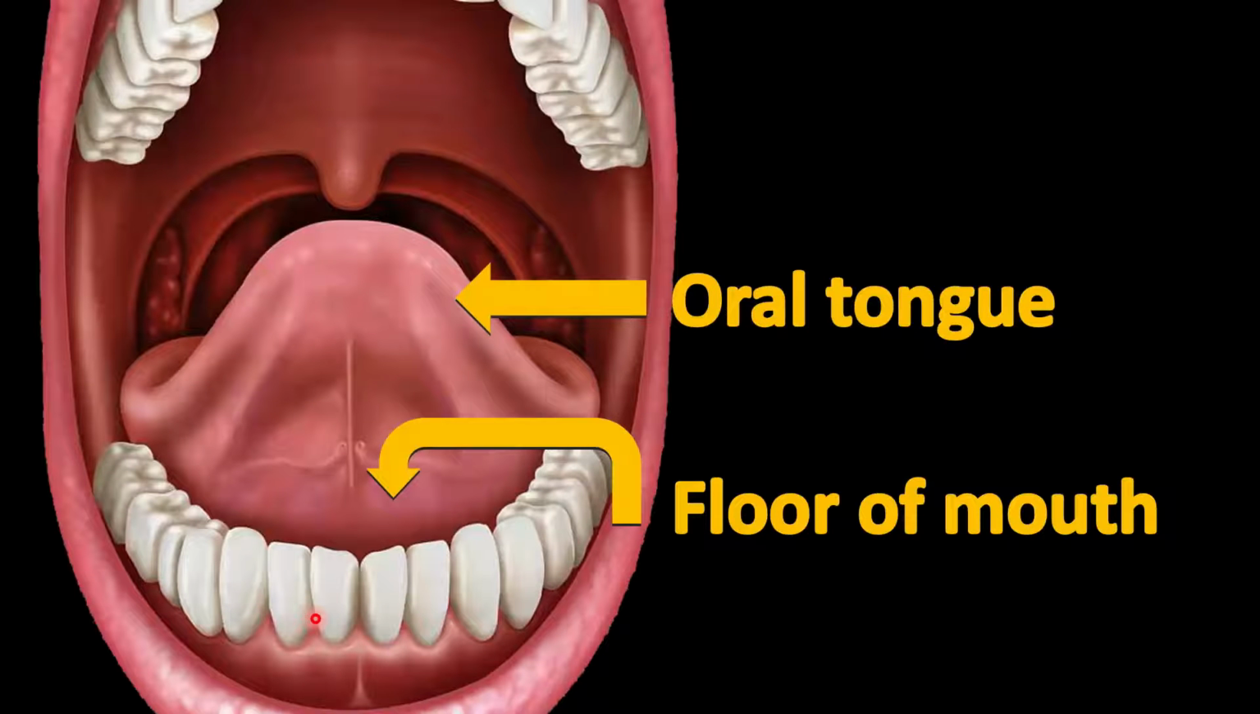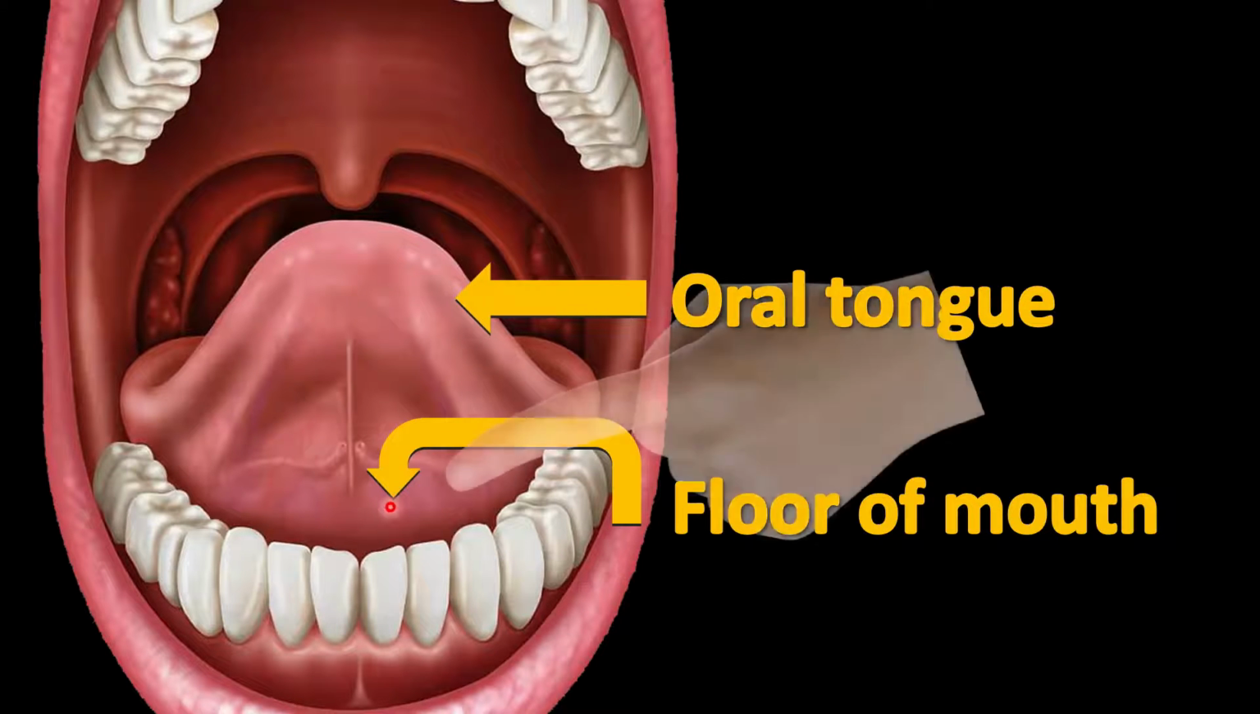So now I want you to move a little now from talking about the gingival aspect of the mandible. Remember, this is the external gingiva, and then internally is gingiva as well. And I want you to think about not the oral tongue. You can see it's up here. I want you to think about the floor of mouth here.